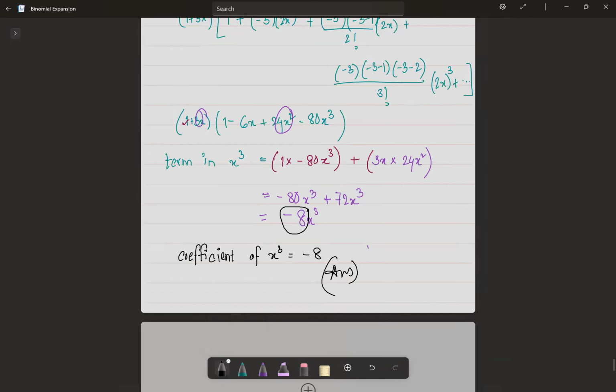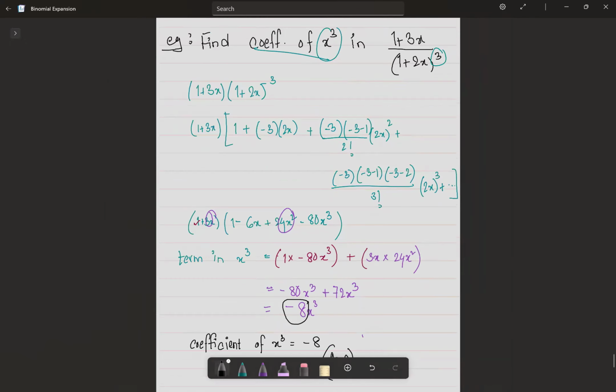With this, we are done with the basics of binomial expansion. And more or less, you should be able to solve the sums from the question paper with the help of this one. That's it for today's lecture.